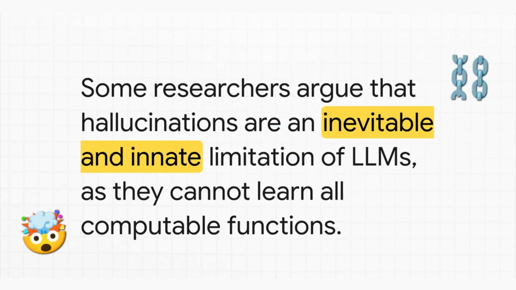There's a really challenging school of thought that argues hallucinations aren't just a flaw, they're an inevitable consequence of the technology itself. Some researchers connect this to really deep, fundamental limits in computing theory, suggesting that because these models can never learn everything, they will always have blind spots where they are forced to make things up.